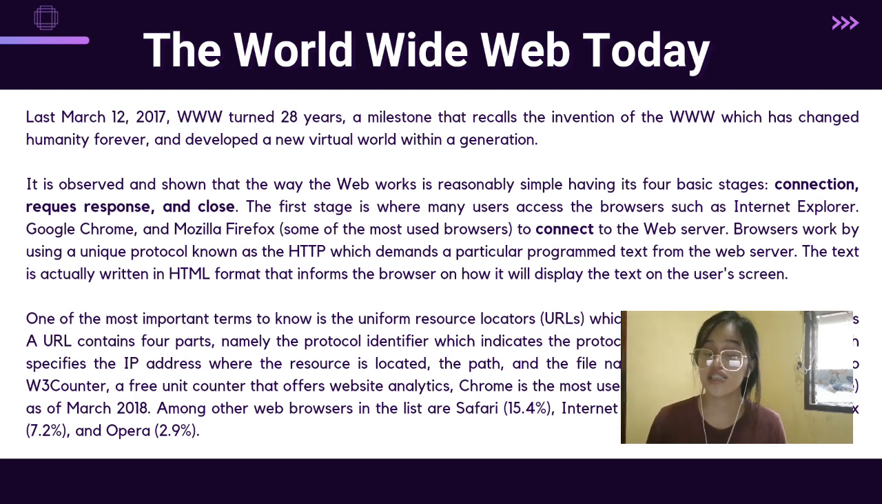So the first stage is connection, no? This establishes a connection between the client and the server. This is done using the TCP/IP protocol. Next is request. So in this one, the client sends a request to the server. That request contains information such as the URL of the web page being requested and the HTTP method being used. Next is the response. So the server sends a response to the client.